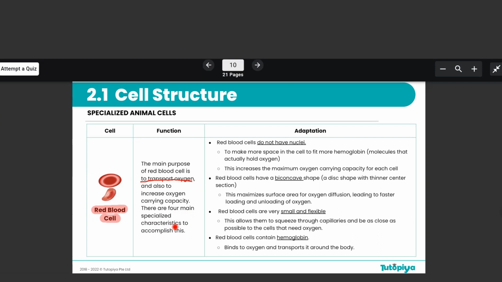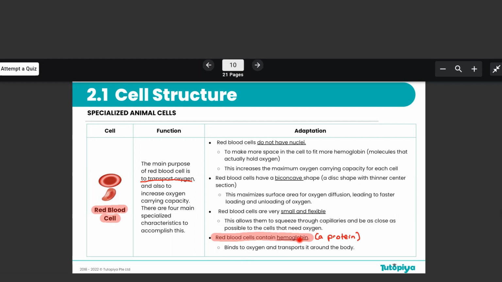The first characteristic is the fact that red blood cells contain something called hemoglobin. Now, hemoglobin is a type of protein. It's a protein that is found in the red blood cells, and it is this protein called hemoglobin that binds to oxygen and helps the red blood cell to transport it around our body. So hemoglobin is responsible for binding to the oxygen.